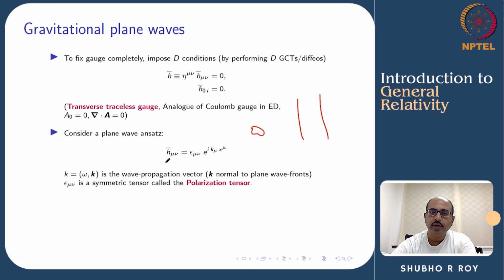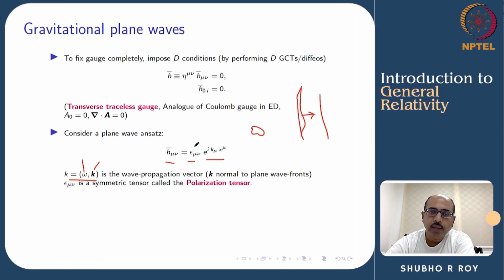So I will put h bar mu nu in this plane wave form, in which we have this function where k is the wave propagation vector, a 4-vector. It has a spatial part, which is just the normal wave vector, and the zero component, which is the frequency. Now, this spatial part is the normal vector to the wavefronts, that is, the constant phase surfaces, which are planes.